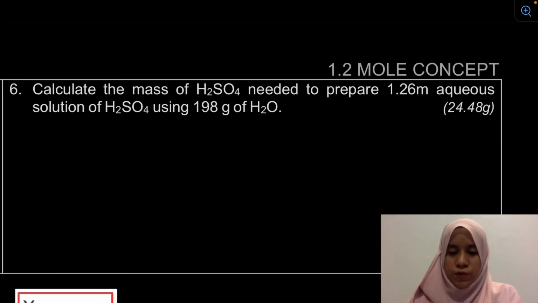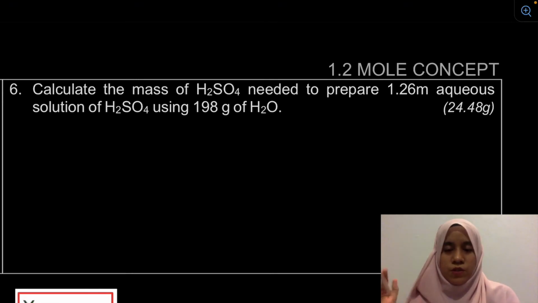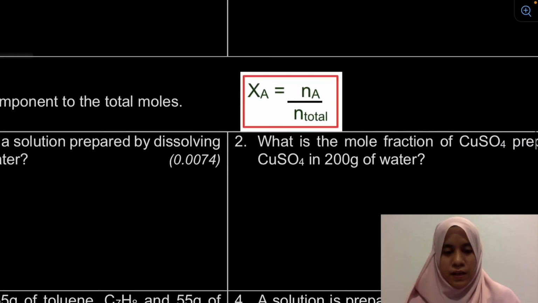Question 6 is also quite straightforward. You should try it yourself. After this, I'm just going to give you a bit of exercises so that you are able to differentiate what is molarity and molality.